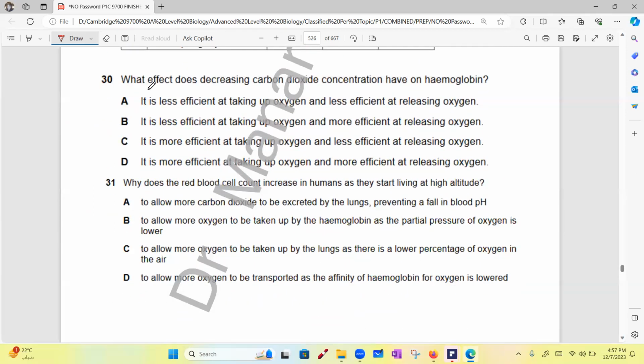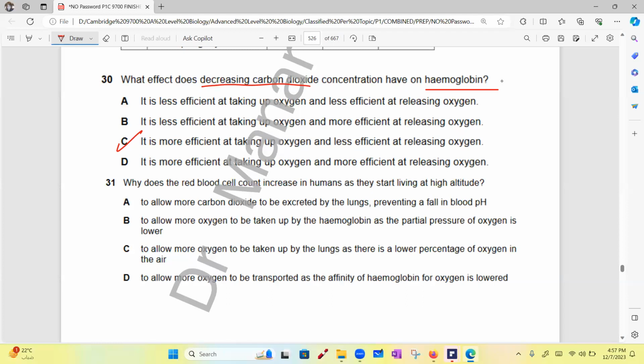Yasin, tell me, what effect does decreasing carbon dioxide concentration have on hemoglobin? Will hemoglobin have more affinity to oxygen or less affinity? When I have less carbon dioxide, it will have more affinity to oxygen and be less efficient at releasing it. So C, more efficient. Yes, I think we did this question before.